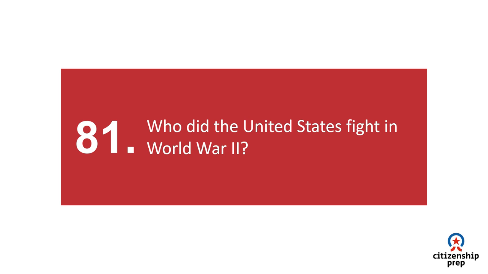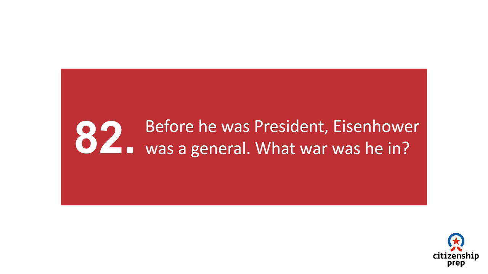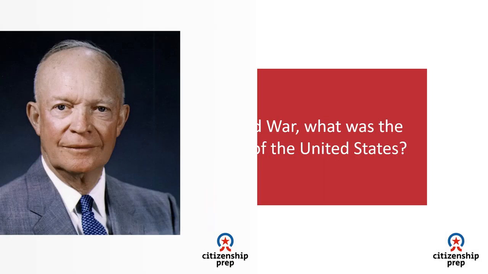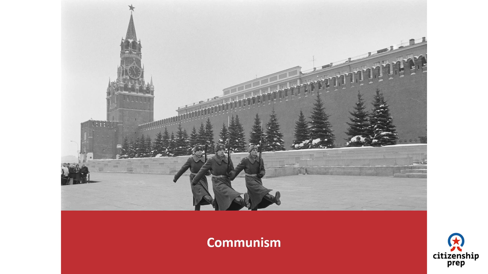Who did the United States fight in World War II? Japan, Germany, and Italy. Before he was president, Eisenhower was a general. What war was he in? World War II. During the Cold War, what was the main concern of the United States? Communism.